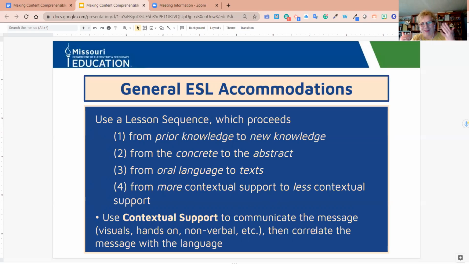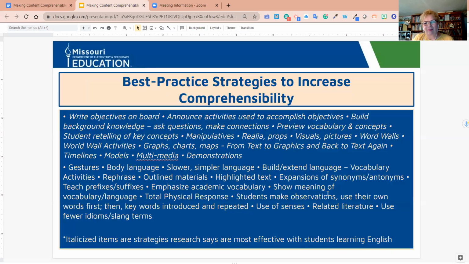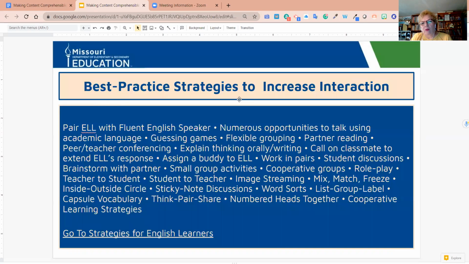And use lots of hand motions and visuals and all of that to help with understanding. And then this is just a big list of things that are helpful for comprehension. And the things at the top of the list are research proven to be most effective with English learners. This one is to increase interaction. And I've provided this link to the go-to strategies.